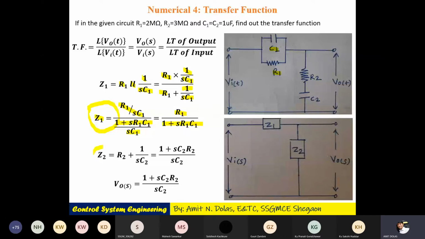Similarly, we'll calculate Z2. Z2 is very easy because it is simply a parallel combination of R2 and the series combination of R2 and C2. So it will be R2 plus 1 by SC2 in the Laplace domain. So it will be 1 plus SC2R2 divided by SC2. Now, output voltage. Output voltage is what then?